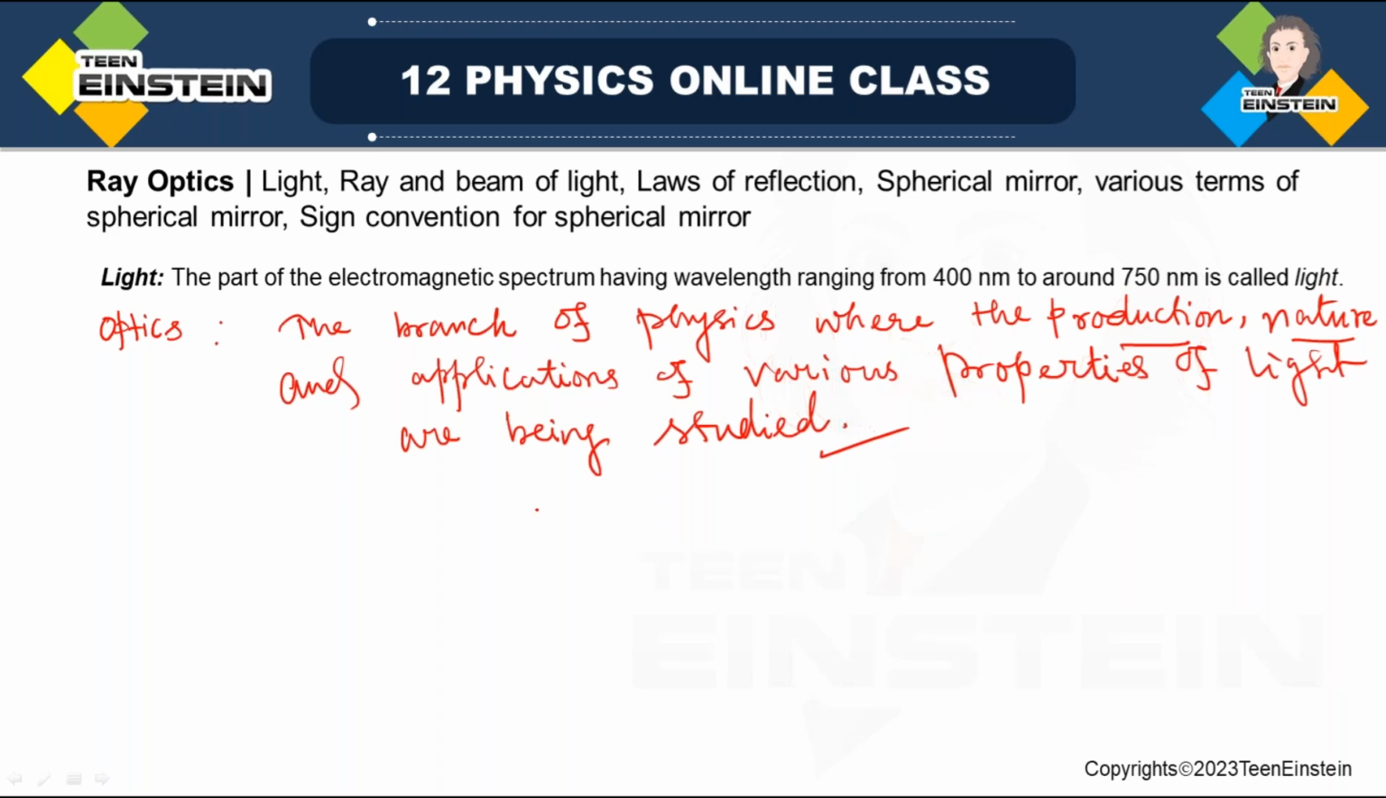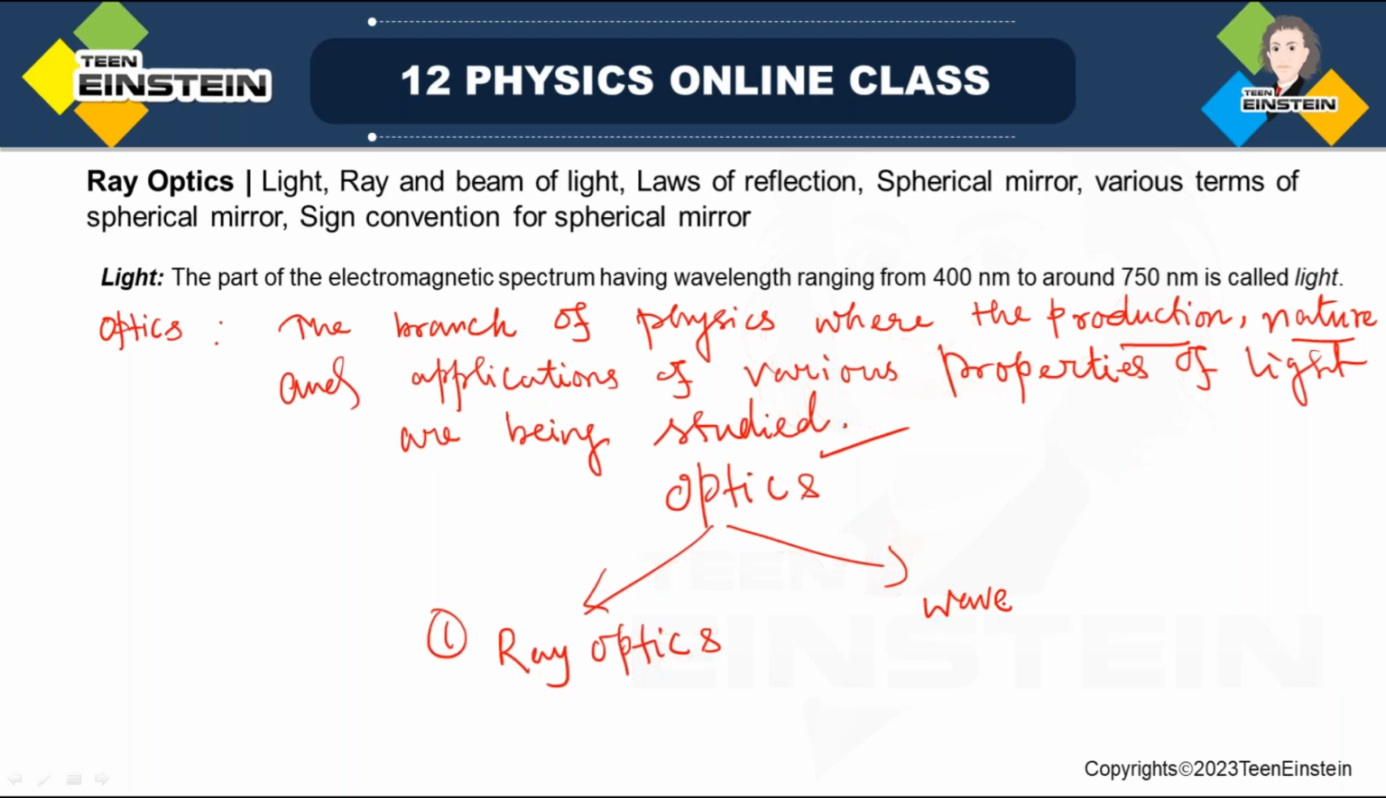Now optics can again be subdivided into two. One is ray optics, another one is wave optics. I'll tell you what these are, but obviously today we are starting ray optics. Later we'll learn what is wave optics. I'll tell you briefly what is ray optics and what is wave optics. So let me tell you first about wave optics.